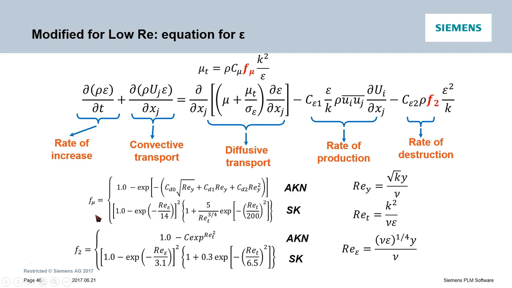The difference is essentially in the form of these damping functions, so you can see here. And notice the dependence on turbulence Reynolds number or wall distance y in these functions.